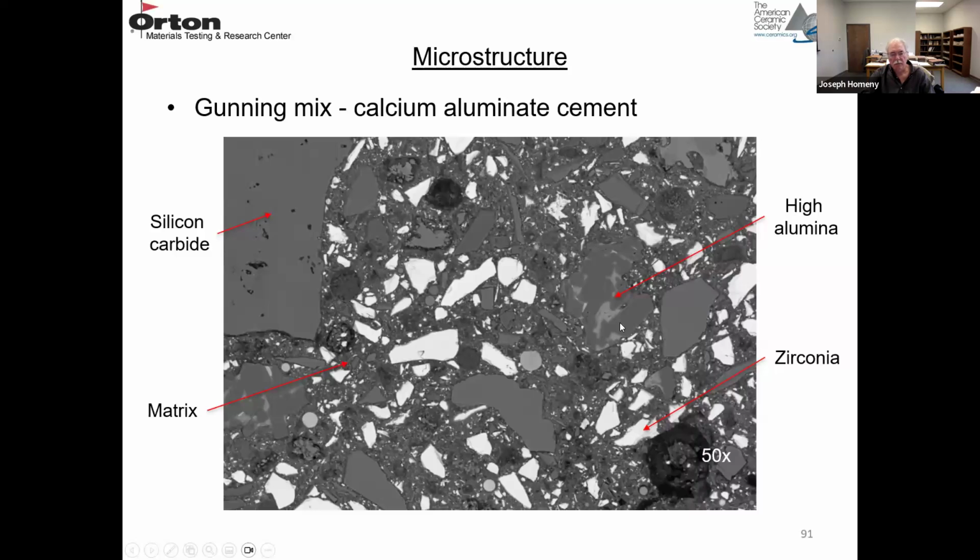You also have high alumina particles, and you can see a second phase in here, probably a glassy phase, the lighter gray. And then the very fine matrix where you have the calcium aluminate cement. So this one has silicon carbide, high alumina, and zirconia for the aggregates and the fines, and then the calcium aluminate cement.